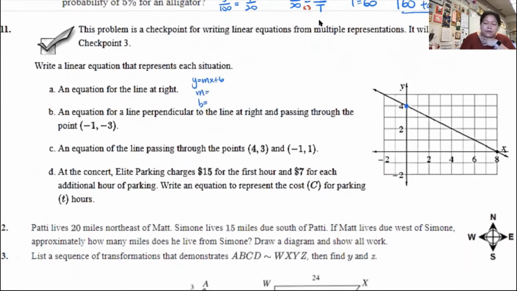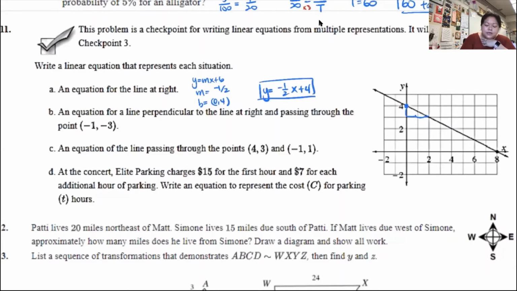I see my y-intercept is here at (0, 4). What about my slope? Slope is rise over run. So down 1, right 2. So down 1, right 2, negative 1/2. So my equation is y equals negative 1/2 x plus 4.